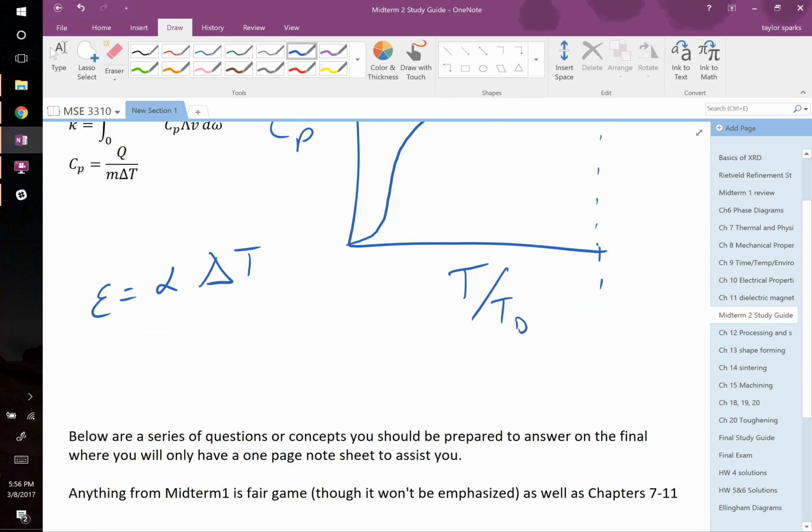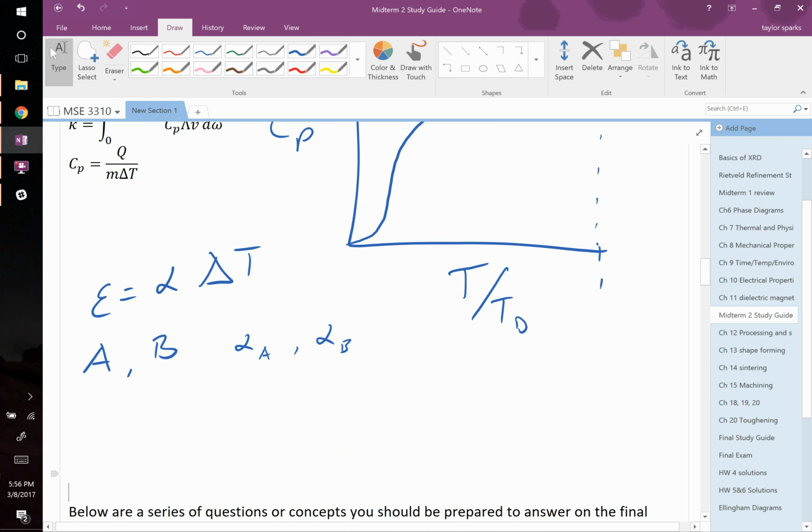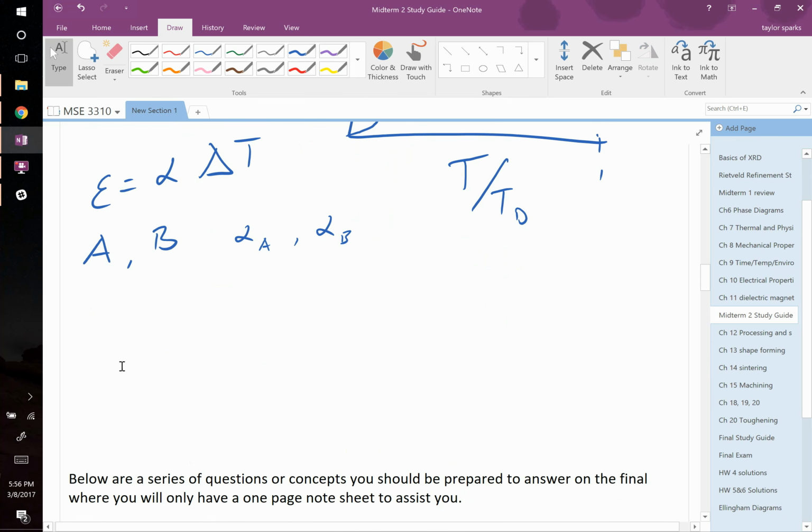Two materials, A and B. You've got the coefficient of thermal expansion of A, and you've got the coefficient of thermal expansion of B. What else do you need to know? Volume of A? Nope. Don't need to know the volume. The contact surface area? Nope.